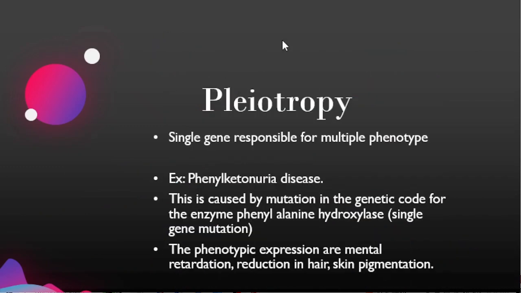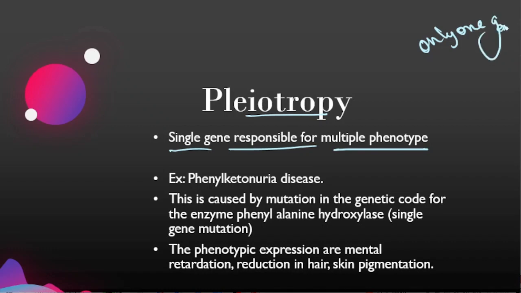Next is pleiotropy. What is pleiotropy? Let us try to understand it quickly. A single gene is responsible for multiple phenotypes. You have only one gene, but this one gene is responsible for more than one phenotype.